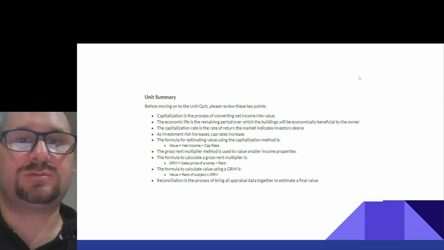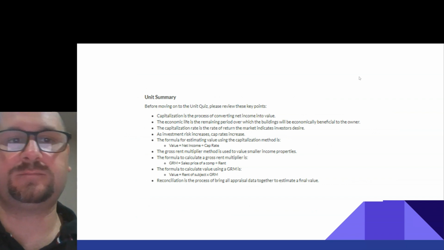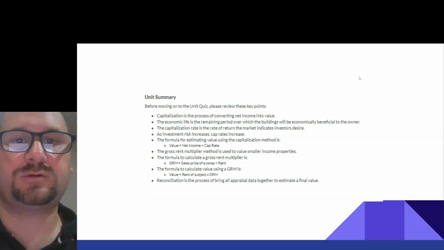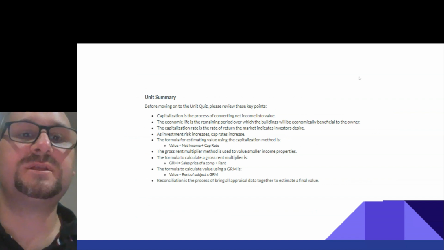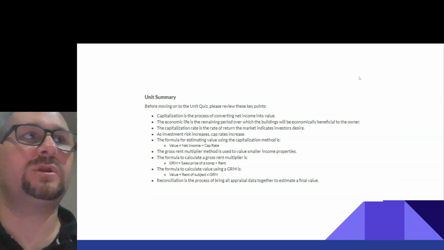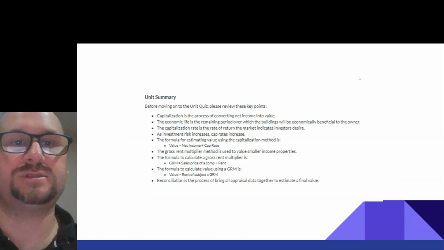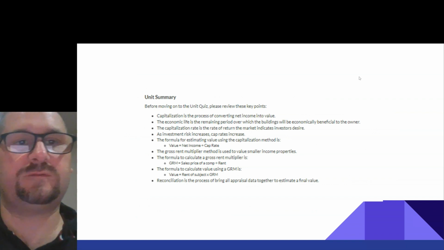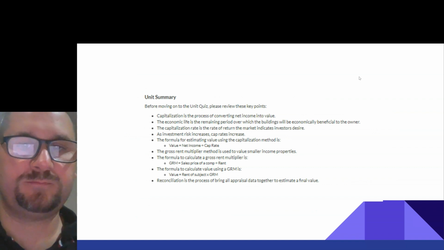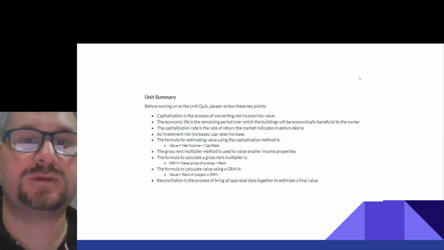The capitalization rate is the rate of return the market indicates investors desire. As investment risk increases, cap rate increases. So if you're taking more investment risk, what also increases? Your capitalization rate increases. The formula for estimating value using the capitalization method is value equals net income divided by your cap rate.